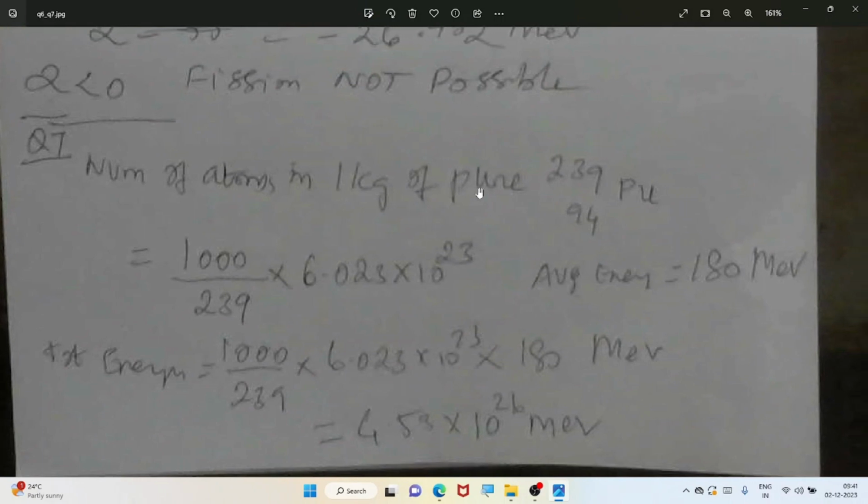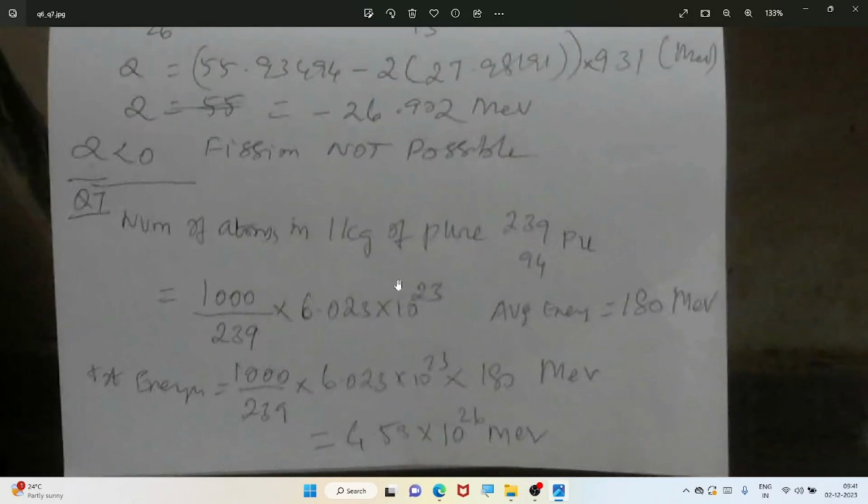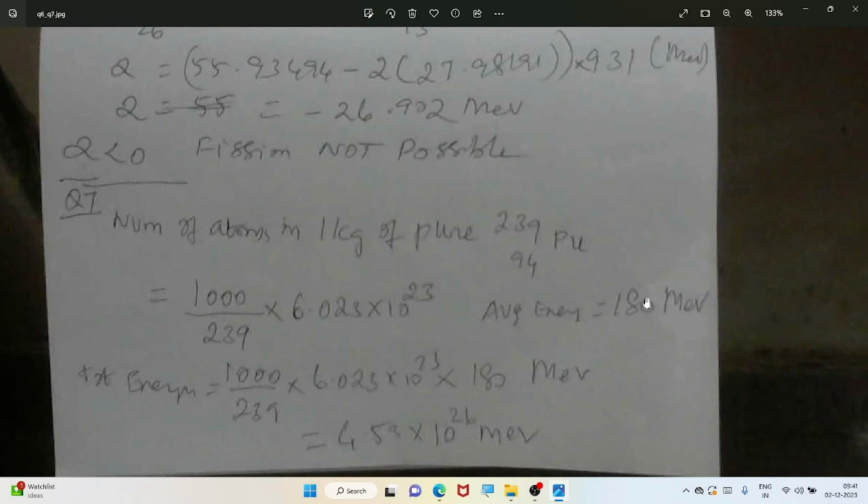Number of atoms in 1 kilogram of the plutonium is equal to 1 kilogram divided by the molar mass of this plutonium. So we have to see how many atoms are in the 1 kg, that is 1 kg into Avogadro number. Okay, so this is the average energy. So multiply this, then you will get this total energy.